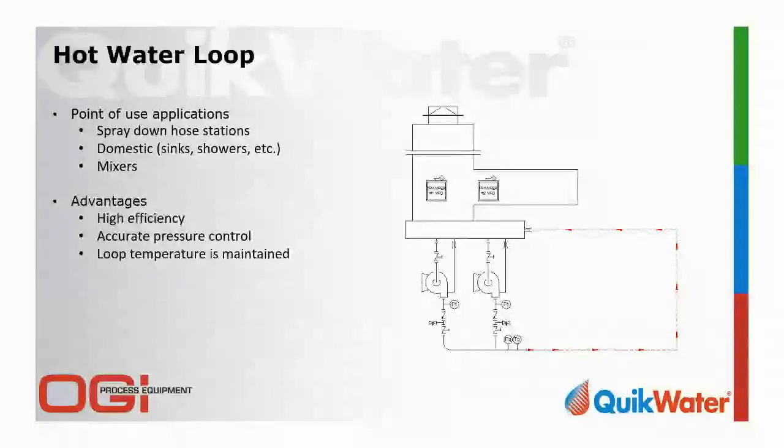The heater will sense a failure and automatically switch over to the backup pump and alert operators of the failure. Some of the advantages of this system are the high efficiency of the direct contact water heater, as well as accurate pressure control on your loop and maintaining that set temperature on your loop.